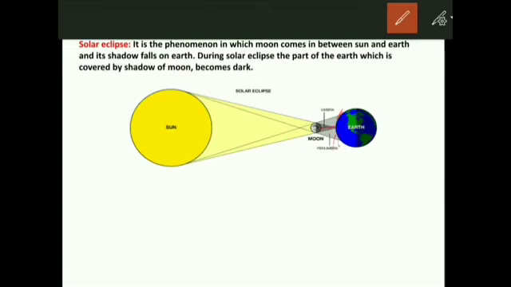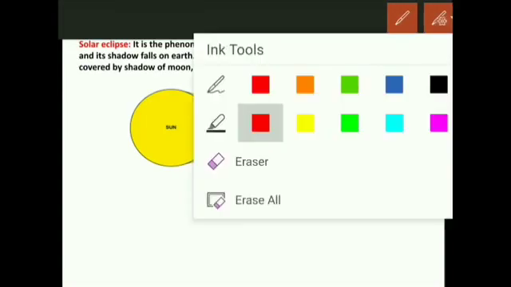As I said earlier, if you want to learn in detail about solar eclipse and lunar eclipse, I'll be giving you the link of another video. You can watch it out there. Now, this is a solar eclipse.